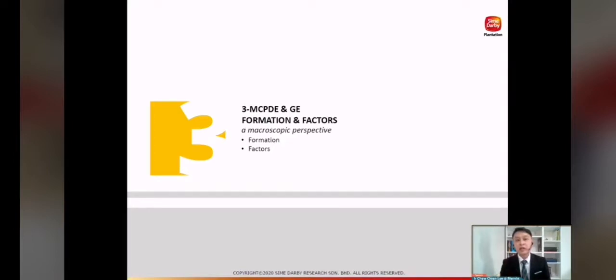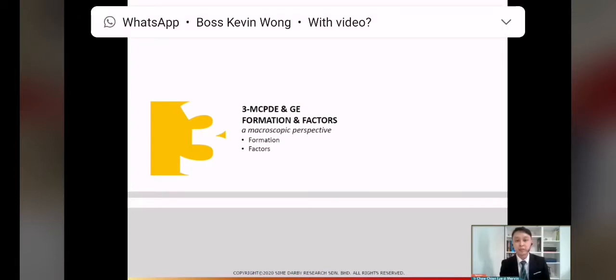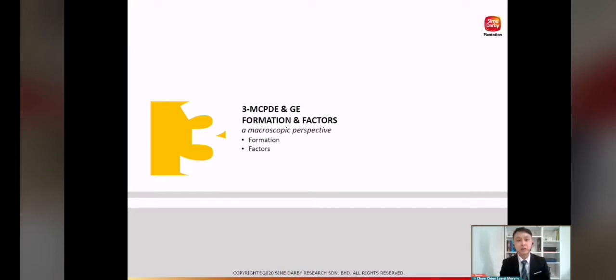So to understand how we can do the mitigations, we need to first understand how these process contaminants are formed. In this part, I will explain from a macroscopic perspective in terms of the formations and the factors. I believe later I asked Shams for another presentation. He will also explain a little bit in terms of the microscopic perspective, where he will show the possible pathway of the formations.